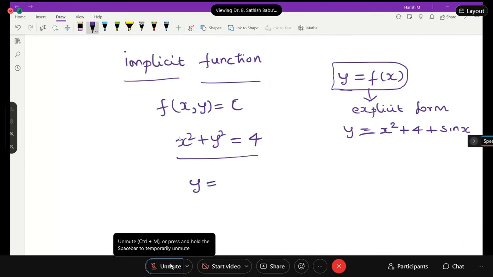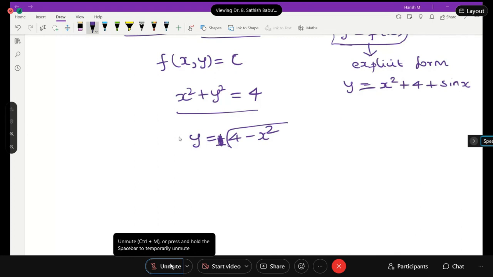The reason is when you express y, it will be square root of 4 minus x square. It has to be written with plus or minus. If you consider the plus sign, it represents the upper half of the circle, and if you write the negative sign, it represents the lower half of the circle. Am I correct? Yes, sir. In those cases, for example, x cube plus cos of xy plus 3x square y is equal to 0.